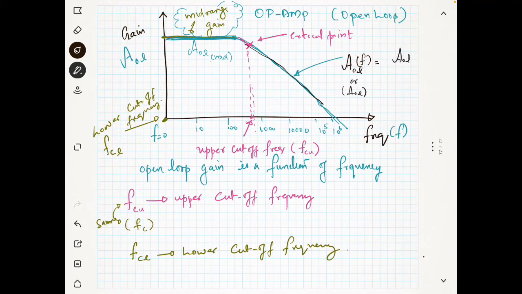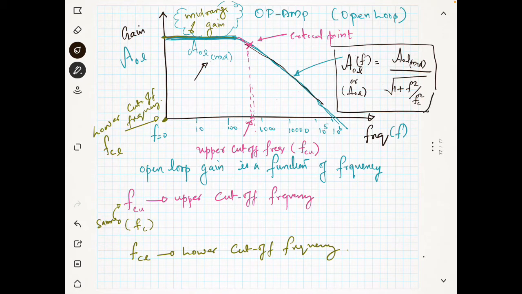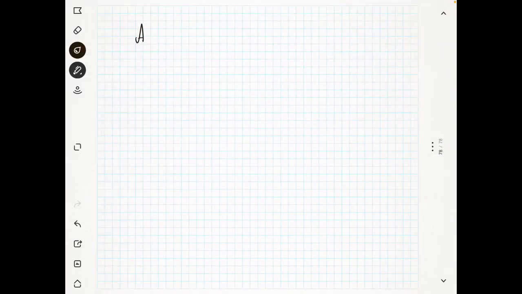You see it is a function of frequency, or simply we will say AOL also. It is given as AOL mid, the mid-range gain, divided by the square root of 1 plus F square by FC square. So this is the formula for finding the gain at other points. Now we will see, this is FCL. Not L, it's the upper cutoff frequency, so it's FCU. Now we will see this formula in more detail.